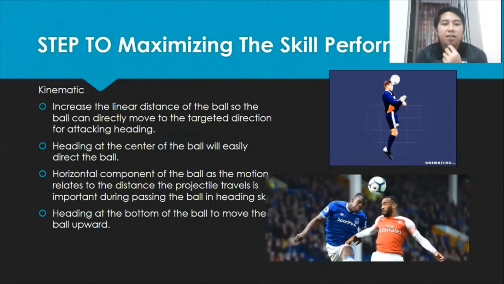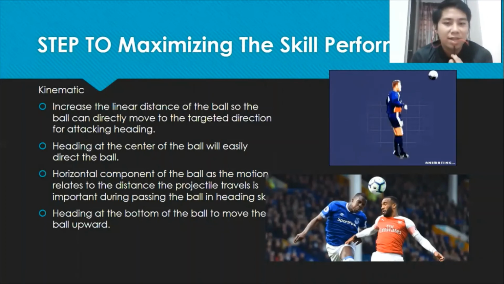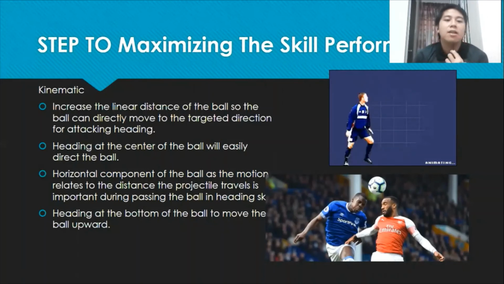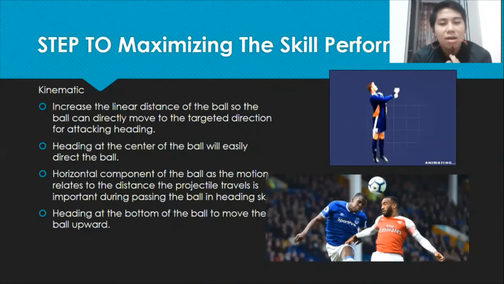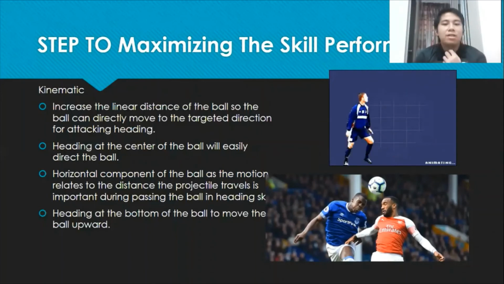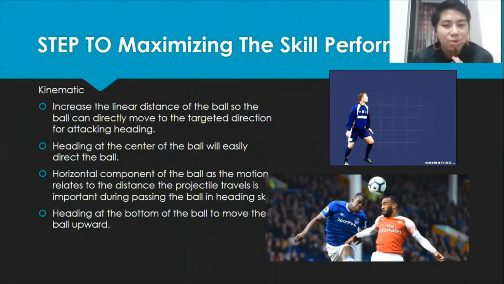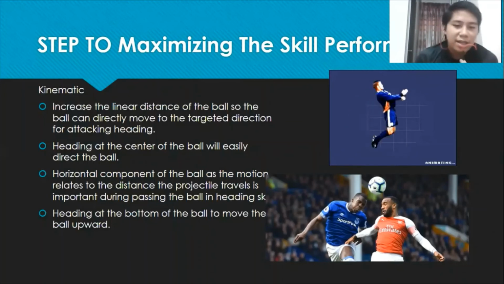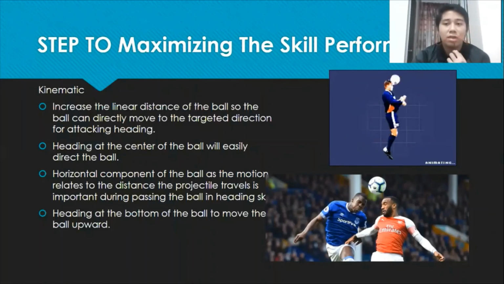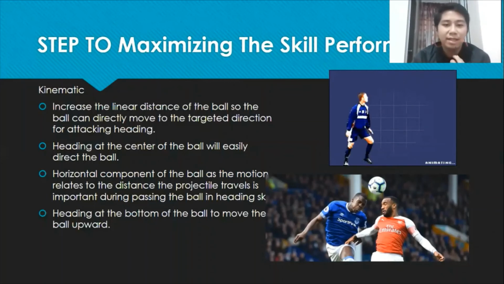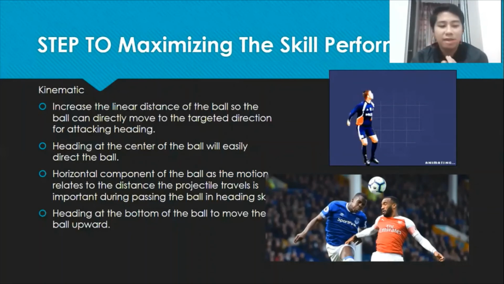Okay, for the kinematic, increase the linear distance of the ball so the ball can move directly to the targeted direction for attacking heading. After that, heading at the center of the ball will easily direct the ball. And then the horizontal component of the ball's motion, as it relates to the distance the projectile travels, is important when passing the ball in the heading skill. Heading at the bottom of the ball moves the ball upward. So the position for hitting the ball is the center for attacking and the bottom for passing or defense.